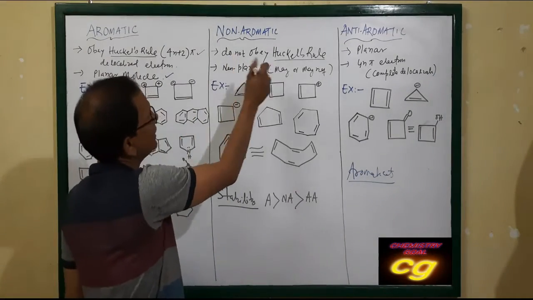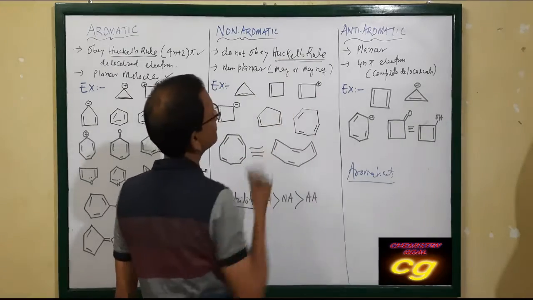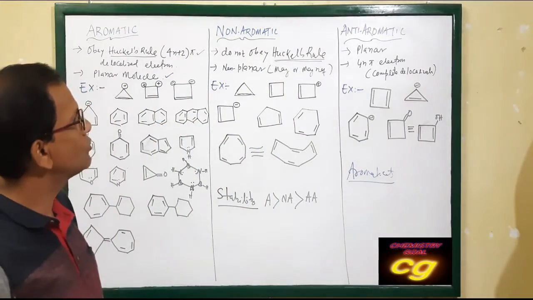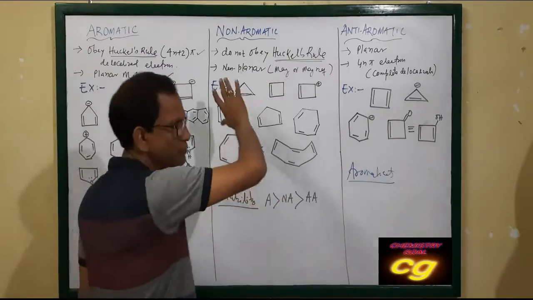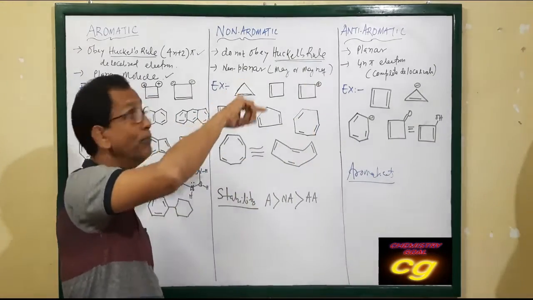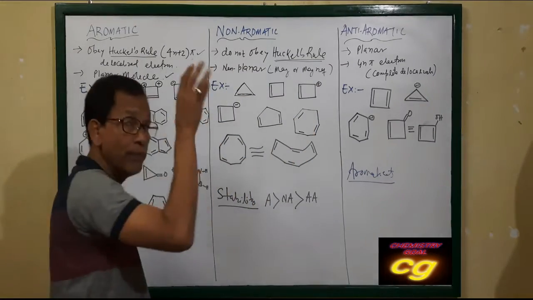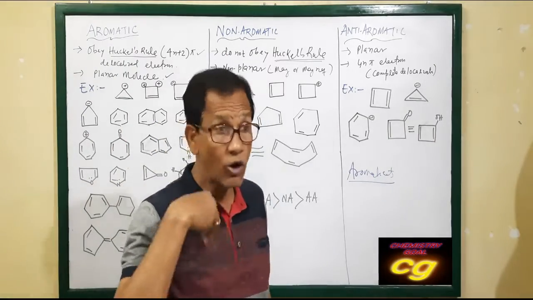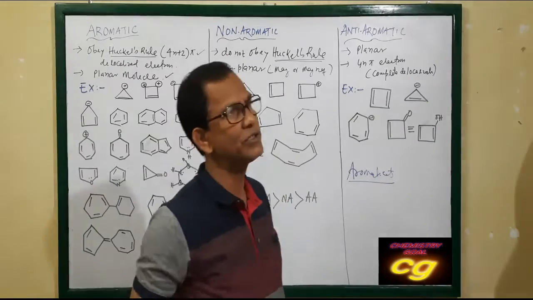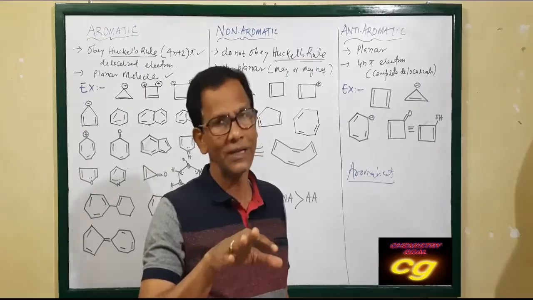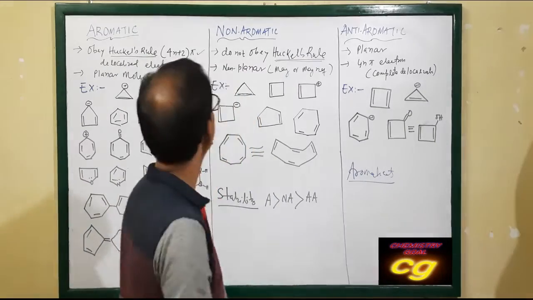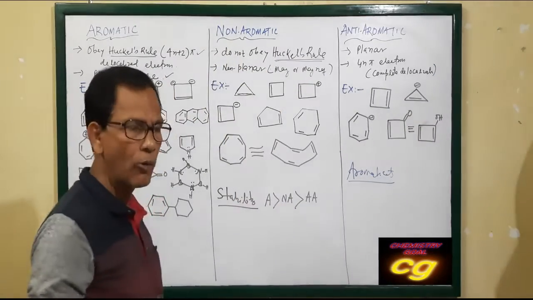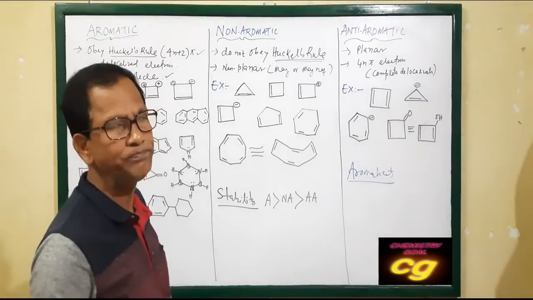Non-aromatic means it does not obey Huckel's rule. It may contain 4n plus 2 pi electrons, but if complete delocalization is not there, then it is not aromatic. So non-aromatic means it does not obey Huckel's rule. All the points must be satisfied.